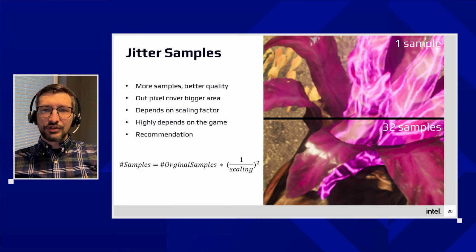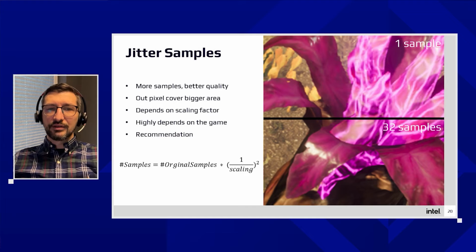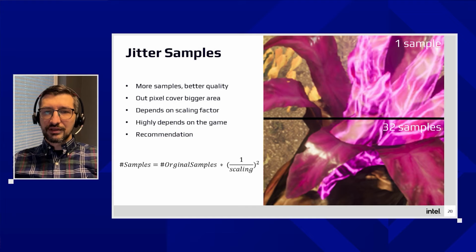In general, the more samples with a good distribution, the better the anti-aliasing quality. The top image was collected with only one sample per pixel, while the bottom was collected with 32 samples per pixel. The scene was completely static. You can see with the naked eye the difference in the anti-aliasing quality, especially when you look at the edges of the leaves. There is however a glass ceiling.